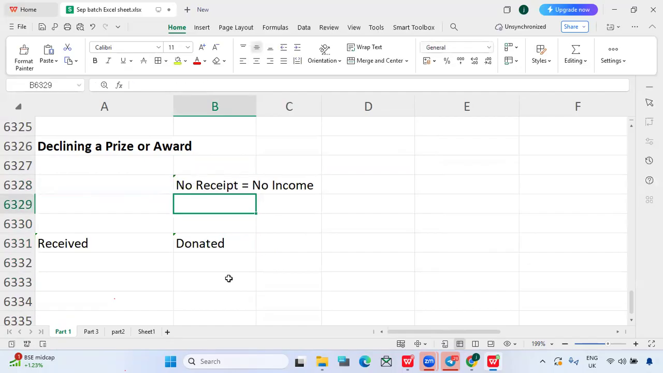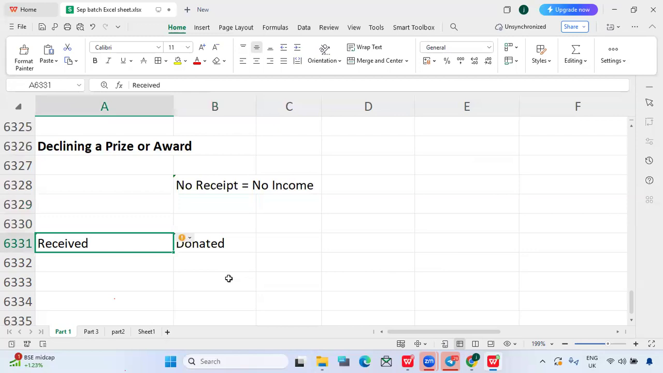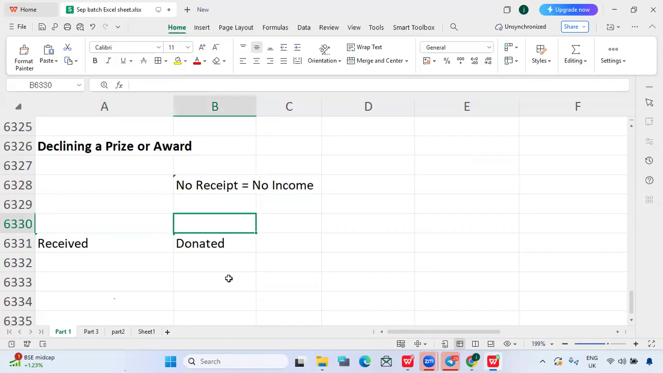So if you are eligible to get a prize and you decline the prize, then it is not taxable. If you are eligible to get the prize, you received the prize and you donated the prize, then the receipt is taxable, and the donation you can claim as a deduction on Schedule A. So to consider it as income or not, first we have to see whether you actually received it or not. If you received it, then taxable. This is clear, guys? Yes.